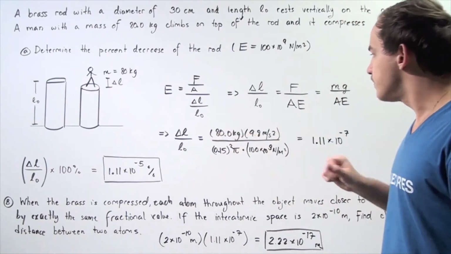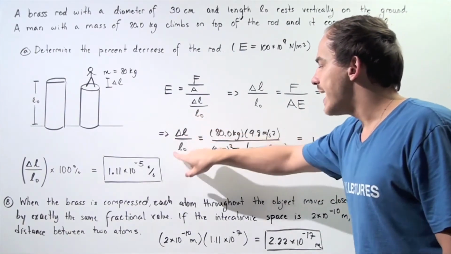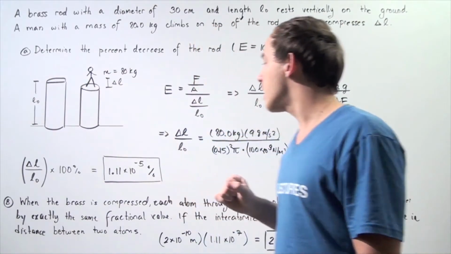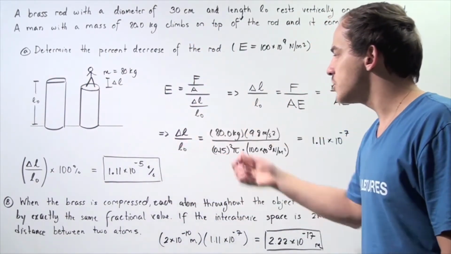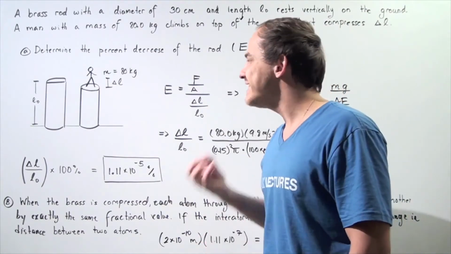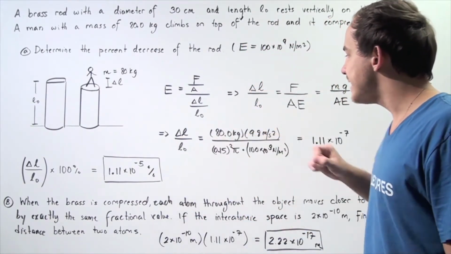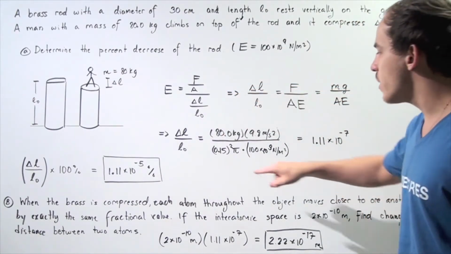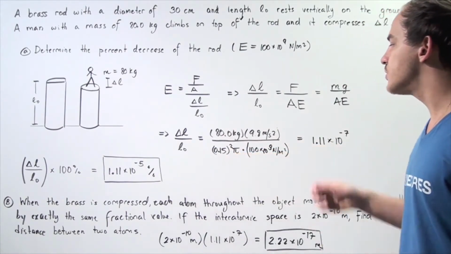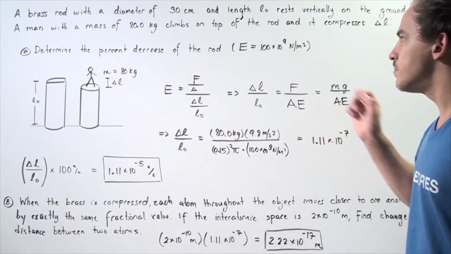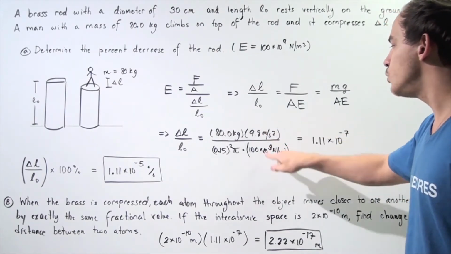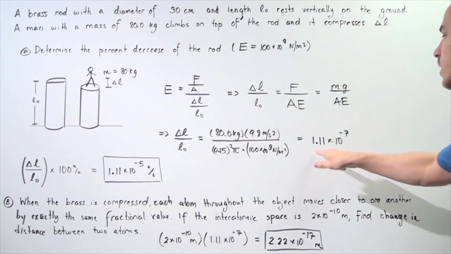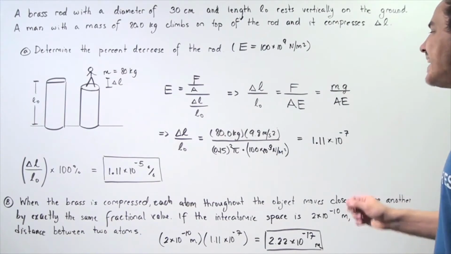So let's actually solve. The change in L divided by L0. Change in L is simply our compression distance. L0 is the initial height of the rod. And this entire ratio is simply the fractional decrease of our object. And it's equal to, well, the mass is 80 kilograms, g is 9.8 meters per second squared, the area is 0.15 meters squared times pi, and E, Young's modulus, is 100 times 10 to the 9 newtons per meter squared. So we multiply and divide and we get approximately 1.11 times 10 to the negative 7.